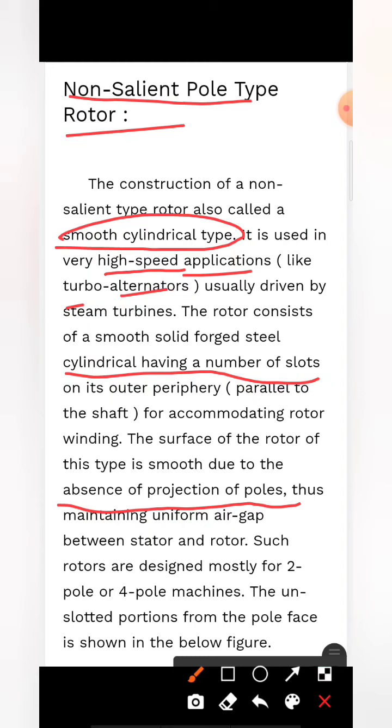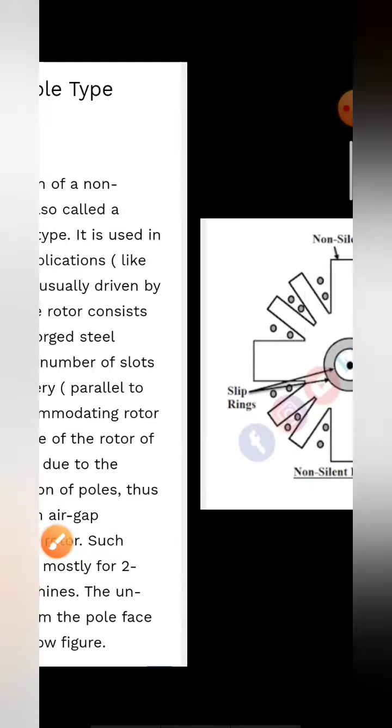In the non-salient pole type, the surface of the rotor is very smooth due to the absence of projection of poles, thus maintaining a uniform air gap between the stator and the rotor. Such rotors are designed mostly for two pole or four pole machines. The unslotted portions form the pole faces, as shown in the figure.